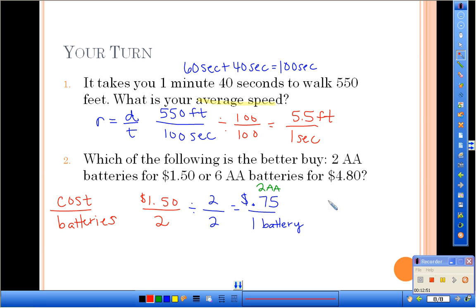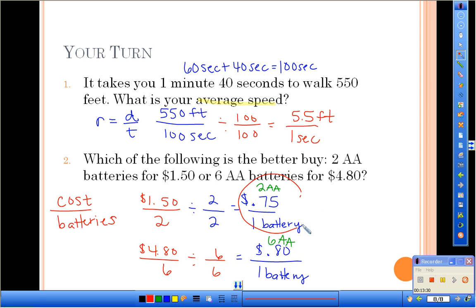Now let's find the unit rate for the 6 AA batteries. It's $4.80, and you're going to get 6 batteries. So we're just going to divide the top and the bottom by 6. That's going to give us our unit rate of 1 battery, because 6 divided by 6 is 1, and then we'll do 4.80 divided by 6, which is 80 cents. And that was for our 6 AA batteries. So the question said, which of the following is the better buy? And of course, the 2 AA batteries is the better buy because it's only 75 cents for each battery.